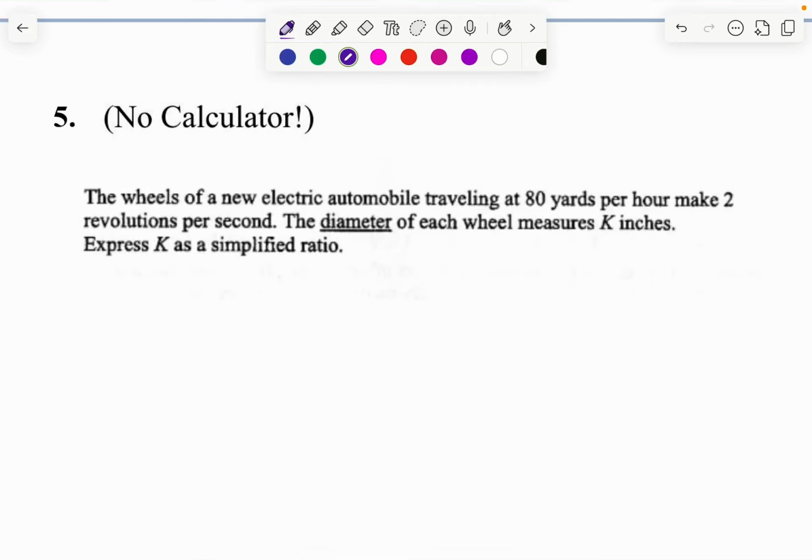Okay, this says the wheels of a new electronic automobile traveling at 80 yards per hour make 2 revolutions per second. The diameter of each wheel measures k inches. Express k as a simplified ratio. All right, so we have a wheel. K is the diameter, and it's in inches.